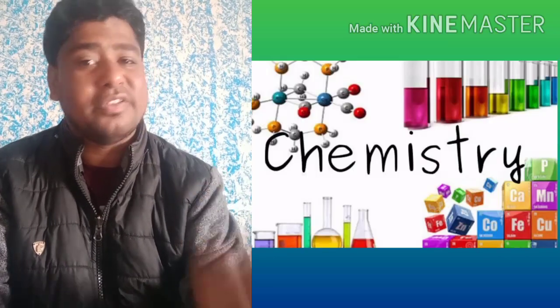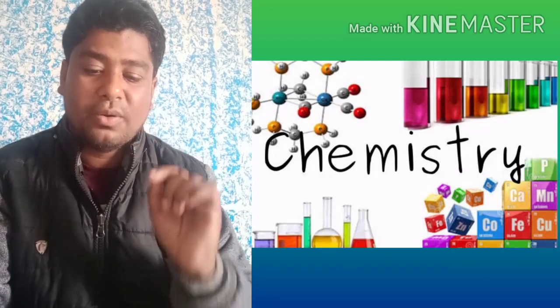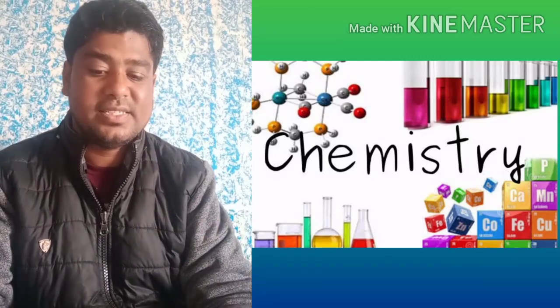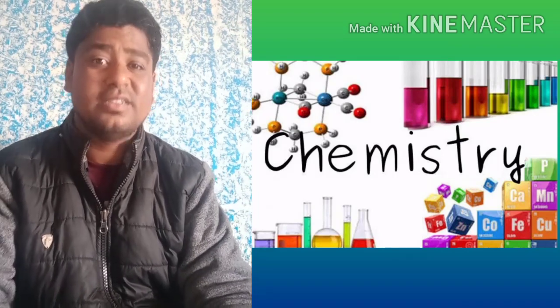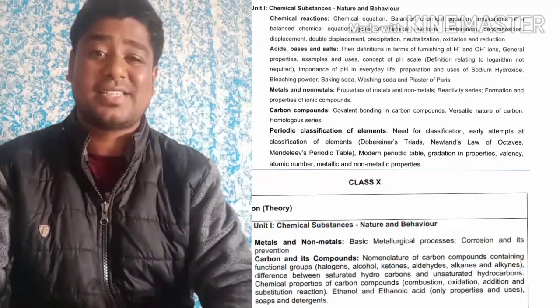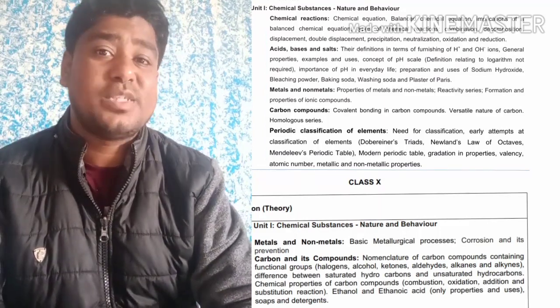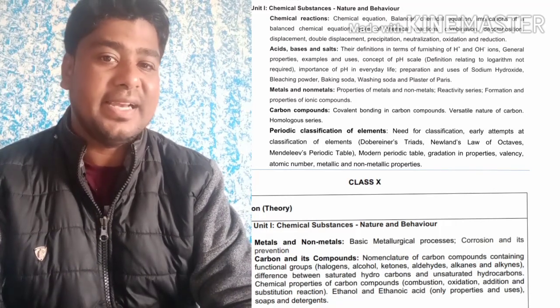Here we have the first one, that is chemistry. In chemistry we have chemical substances, nature and behavior. That's the first thing, that is, the theme is materials. Your chapter 1 to 5 is chemistry. So what change has been made in chapters 1 to 5? Let's look in detail in this image.